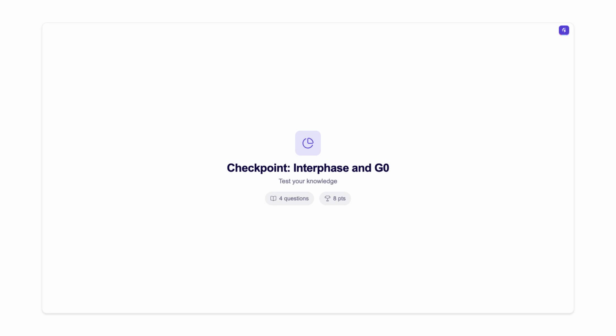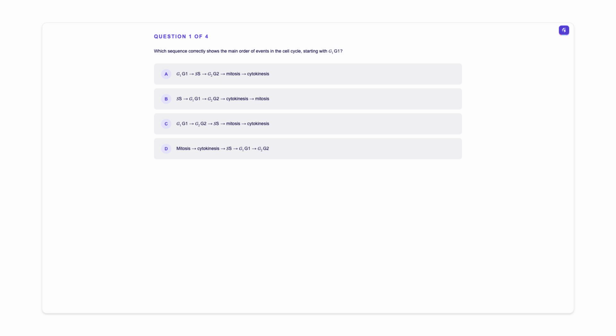Let's pause and check your understanding of interphase and G0. Focus on the order of the cycle, what happens in each interphase stage, and how G0 differs from simply resting. Which sequence correctly shows the main order of events in the cell cycle, starting with G1?